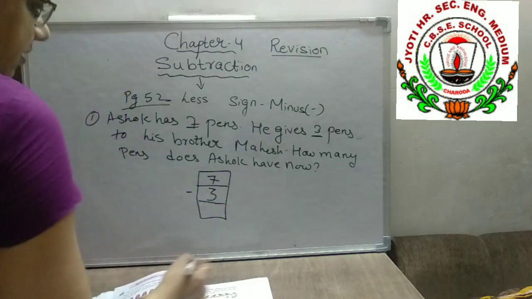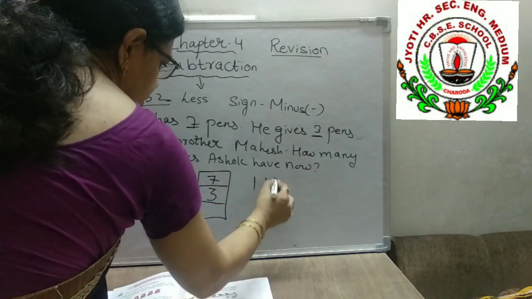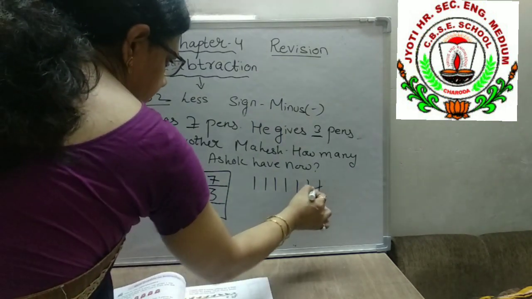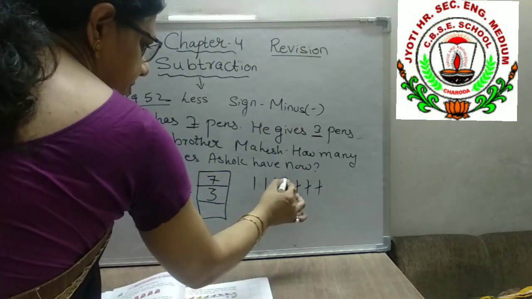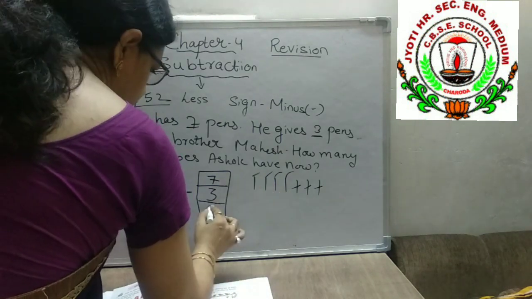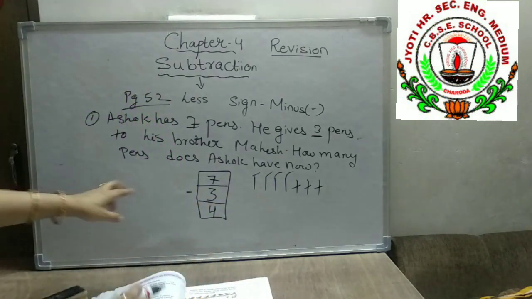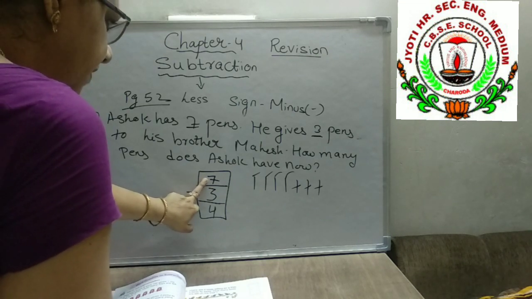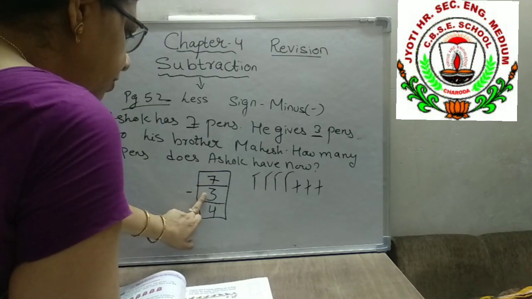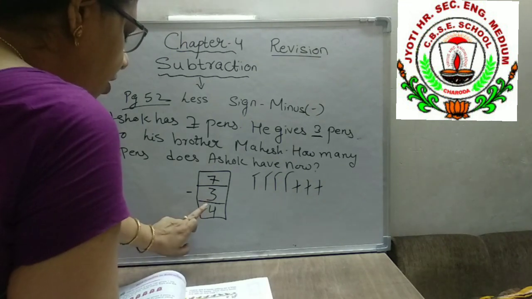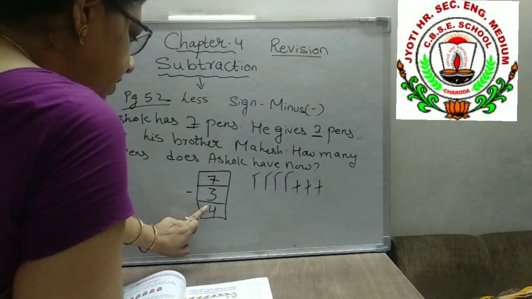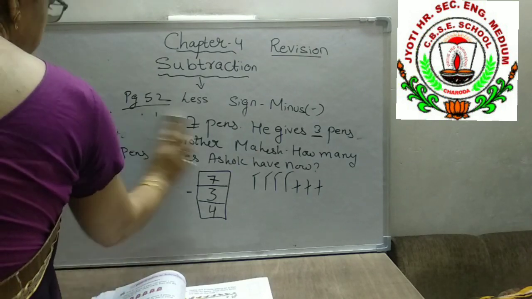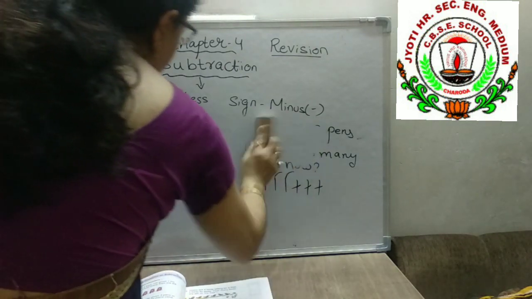Now 7 minus 3. I will draw 7 lines. 1, 2, 3, 4, 5, 6, 7. How much do I have to cut? 3. 1, 2, 3. So how much is remaining? 1, 2, 3, 4. So how many pens are remaining with Ashok? 4. At first he had 7 pens. He gave 3 pens to his brother. Now how many pens are remaining with him? 4. So this is the word problem which is given on page number 52.